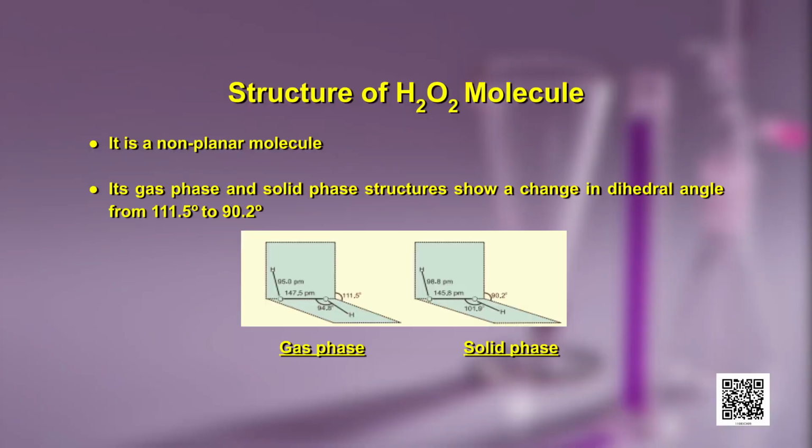Its gas phase and solid phase structures show a change in the dihedral angle from 111.5 degrees to 90.2 degrees, and the structures are shown here for both the gas phase and the solid phase. You can also see the change in the bond lengths in these structures. Hydrogen peroxide can act both as an oxidizing agent and as a reducing agent, and that too in both acidic and alkaline media, as we are going to study in its chemical properties.